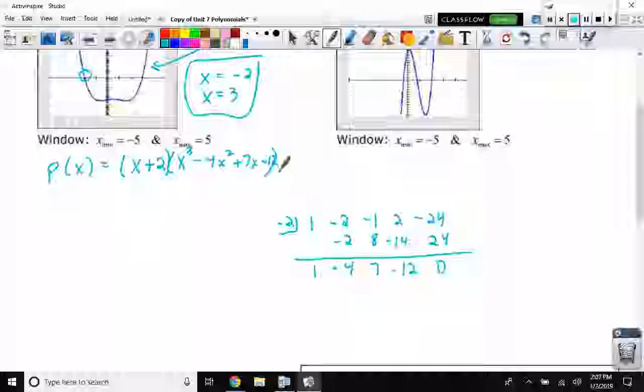Okay. If you get stuck on this last piece of your homework, we'll talk some more tomorrow. But you should be able to do all the end behavior stuff. Right?